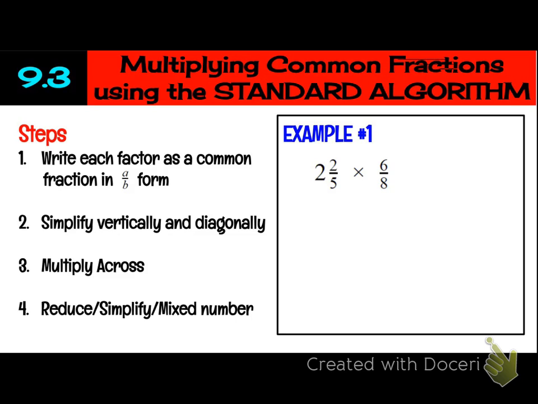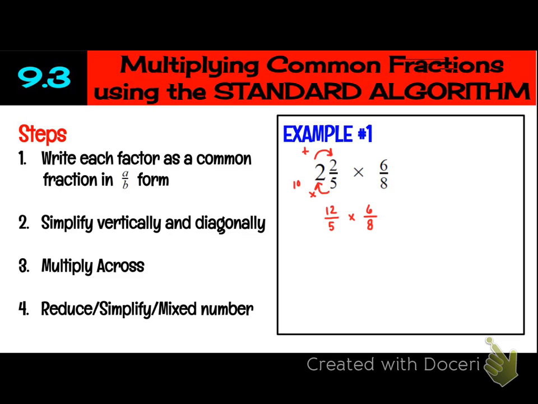Okay, so we know that the first step is to make sure your fractions are written in A over B form. Right away, you see you have 2 2/5, so that needs to be changed to an improper fraction. You take 5 times 2, which is 10, and then you add the 2, which is 12. So what I'm really multiplying is 12/5 times 6/8, which is already in A over B form.